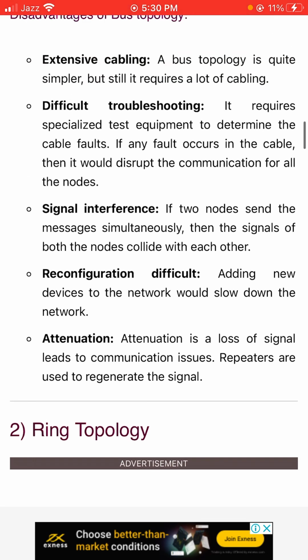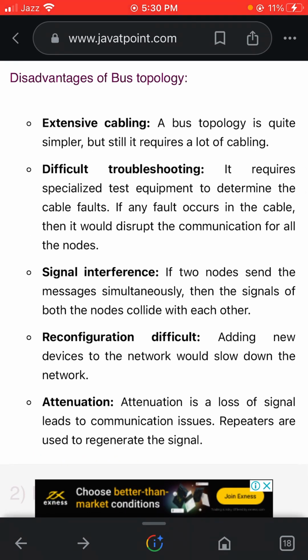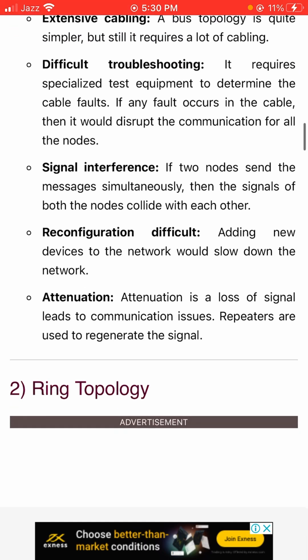Signal interference. If two nodes send the message simultaneously, then the signals of both the nodes collide with each other. Reconfiguration difficult. Adding a new device to the network would slow down the network. Communication issues. Repeaters are used to regenerate the signal.